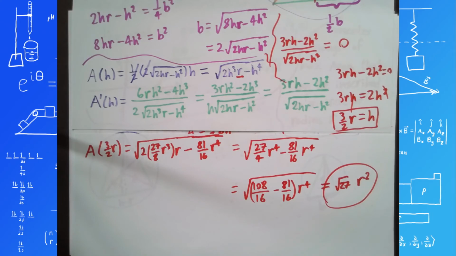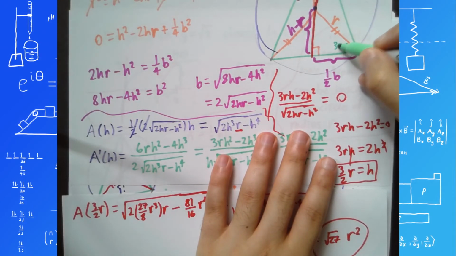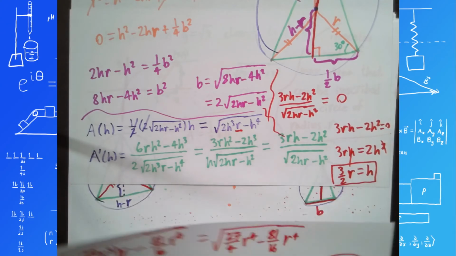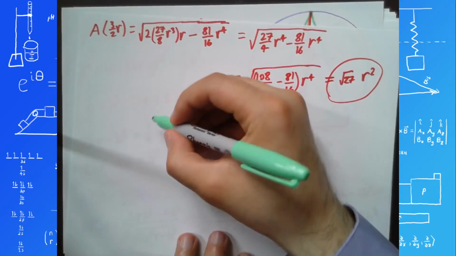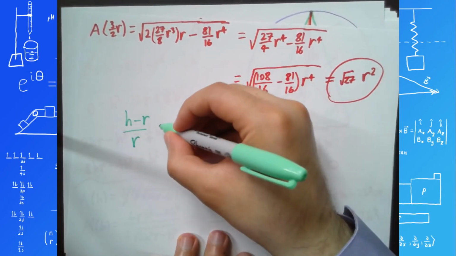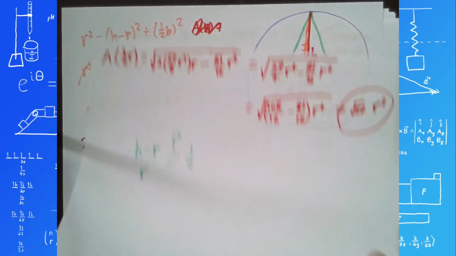Well, if it is equilateral, then that would mean this angle would have to be 30 degrees. And that would mean that h minus r over r would have to be 1/2, because sine of 30 is 1/2. Let's see if that's actually true. h minus r over r, is it equal to 1/2 in the optimal condition?